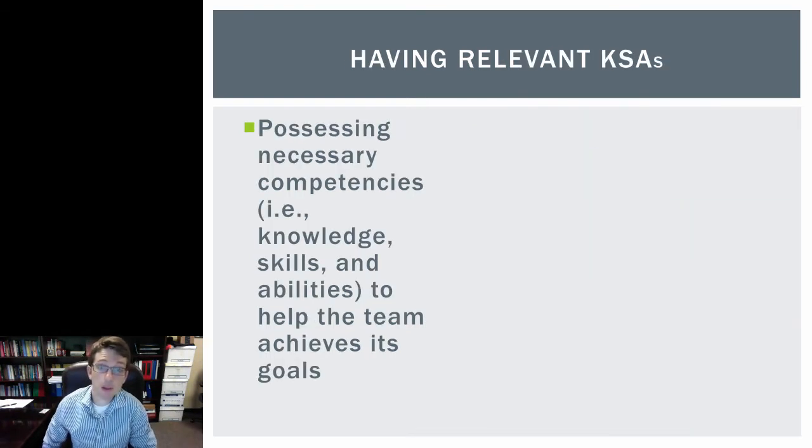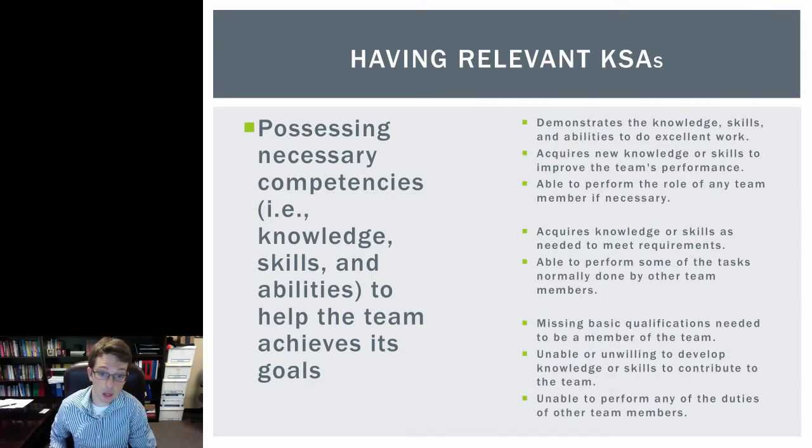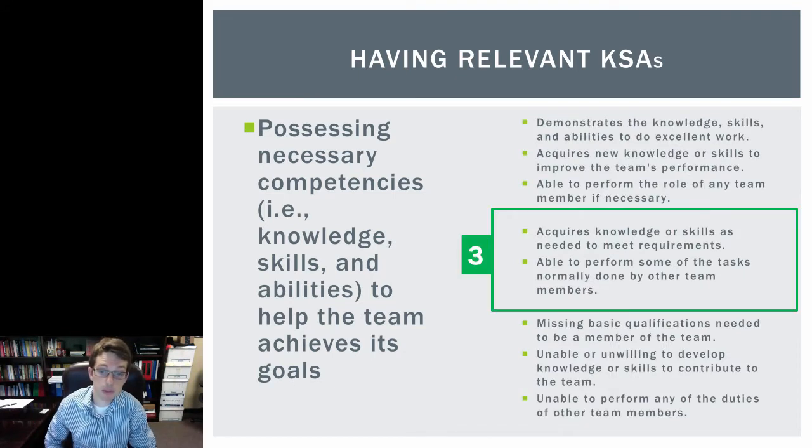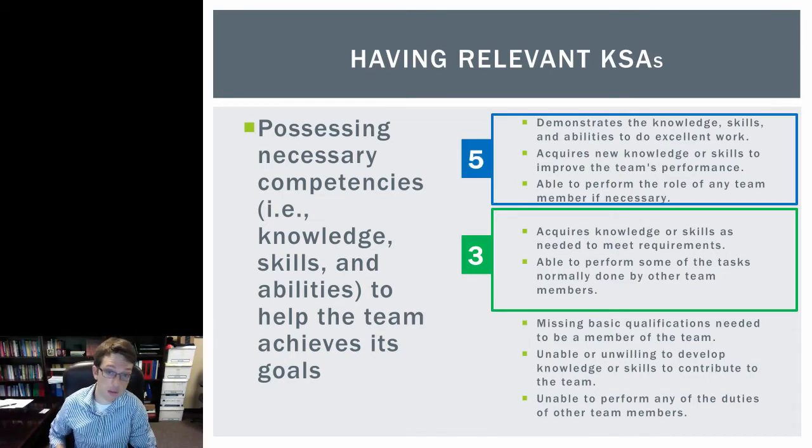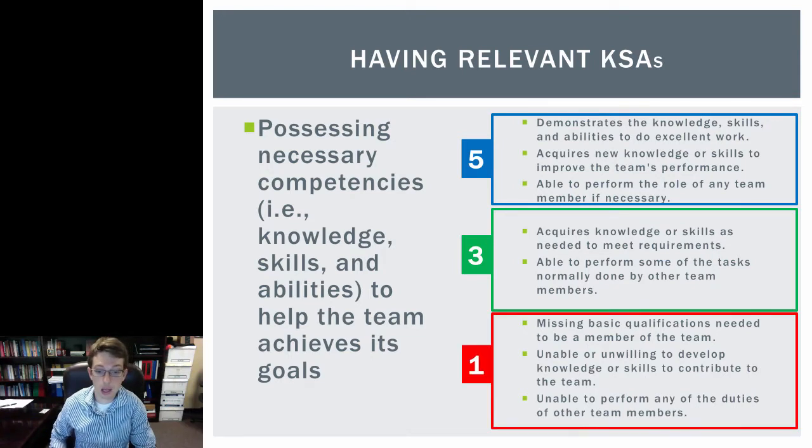Finally, for having relevant knowledge, skills, and abilities, or this fifth dimension, this is defined as possessing necessary competencies, that is those knowledge, skills, and abilities, or KSAs, to help the team achieve its goals. And again, there are a variety of behaviors that could serve as examples for this dimension. At the moderate level, you might have something like able to perform some of the tasks normally done by other team members. At a high level, you could have demonstrates the knowledge, skills, and abilities to do excellent work. And at a low level, unable to perform any of the duties of other team members.